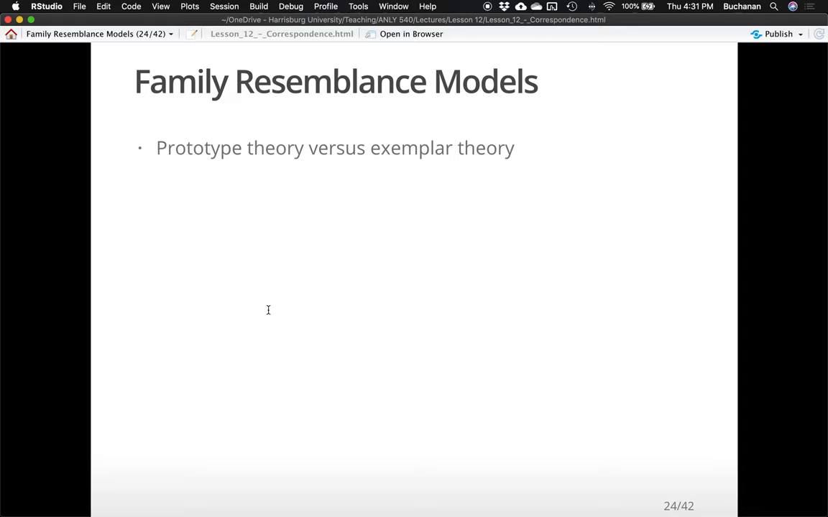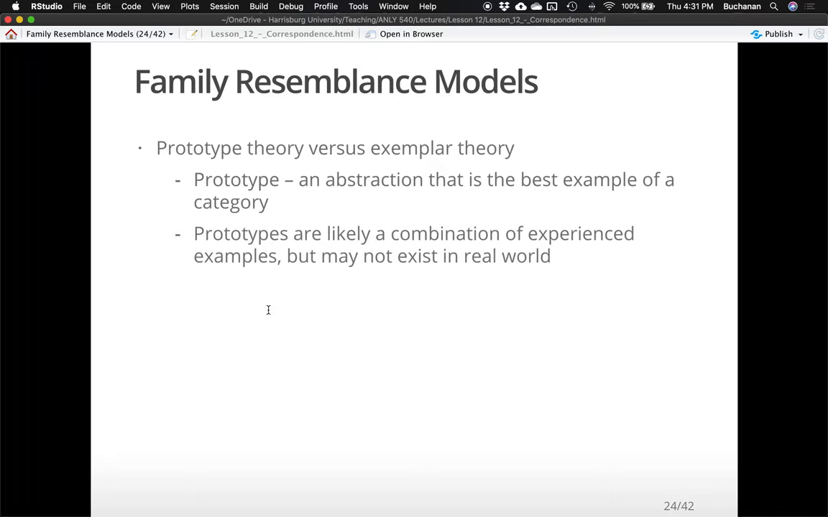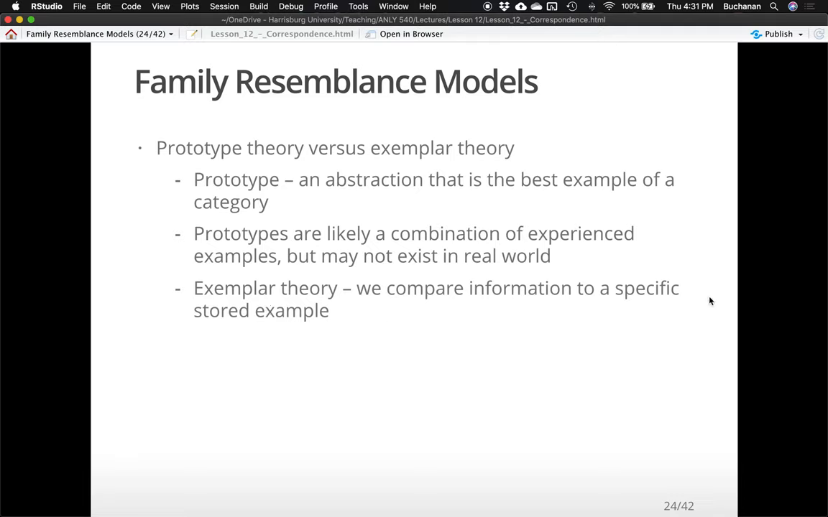We have things like prototype theory and exemplar theory, where prototypes are abstractions, sort of the best example of a category. This is really good for very large categories with many examples. So it's kind of the average of them. They may not exist in the real world, but they're really good representations of our experiences. Exemplar theory says that we store a specific example in memory. This is probably better for smaller categories. And the purpose of having these is to determine if something is in a category or not, or to know what to call it.